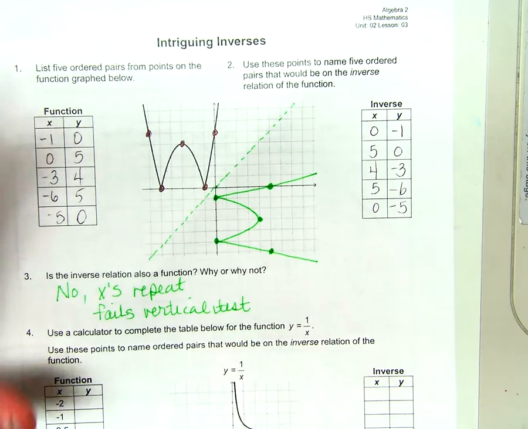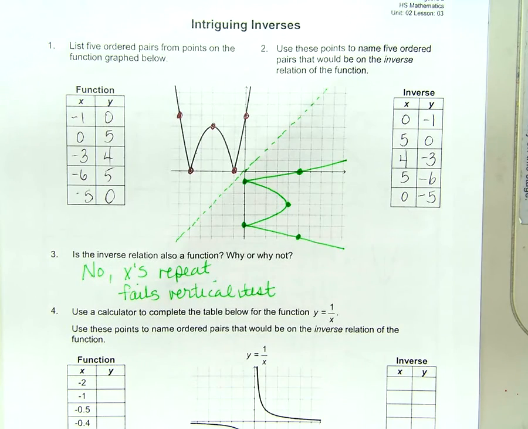Both of those are the same kind of answer, right? So you don't have to have both of them. I wrote both of them because I heard both of them. Okay? But they are both correct. X values repeat and it fails the vertical line test. Okay?